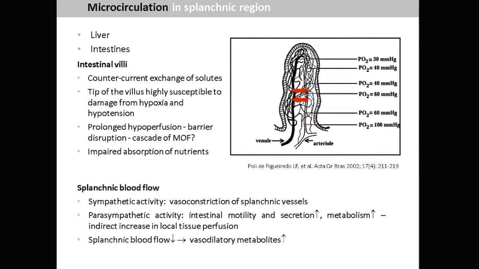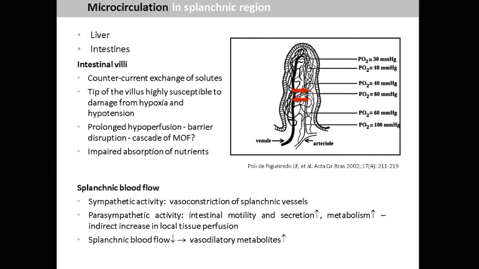Splanchnic blood flow is regulated by sympathetic and parasympathetic activity. The first one gives vasoconstriction, and the parasympathetic activity gives increased intestinal motility, secretion and metabolism, and in an indirect way increases local tissue perfusion.